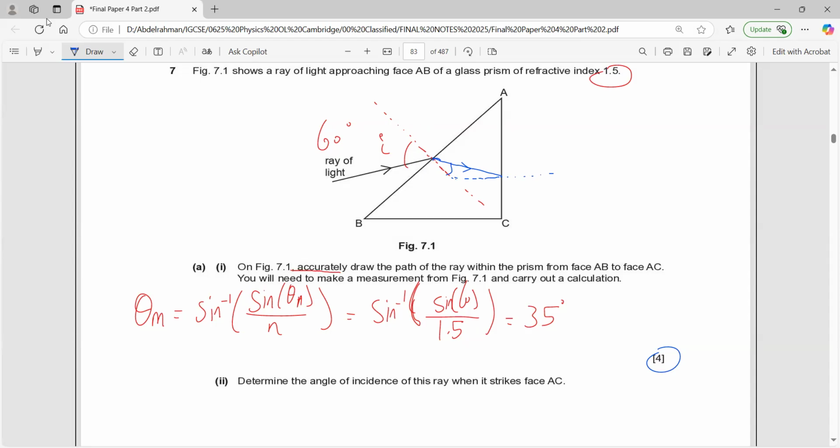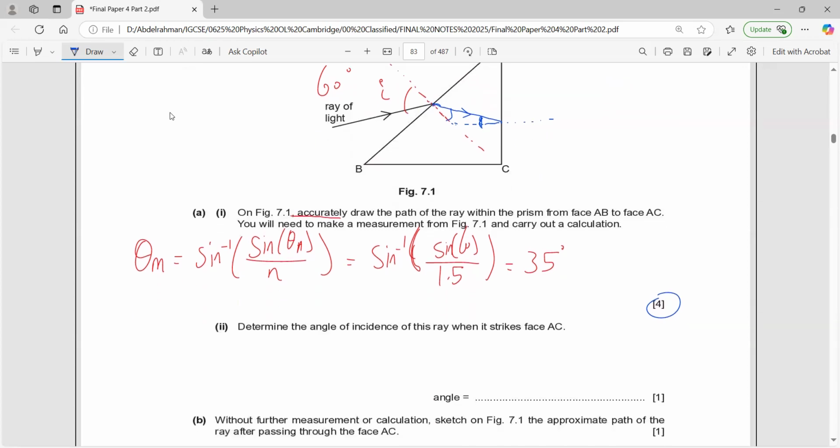You can use math, but it would be a bit difficult. Actually, if you measure this very small angle, it would be around 10 degrees. This very small angle is the angle of incidence as it reaches face AC. Okay, 10 degrees. Again, you need to draw the normal line accurately.